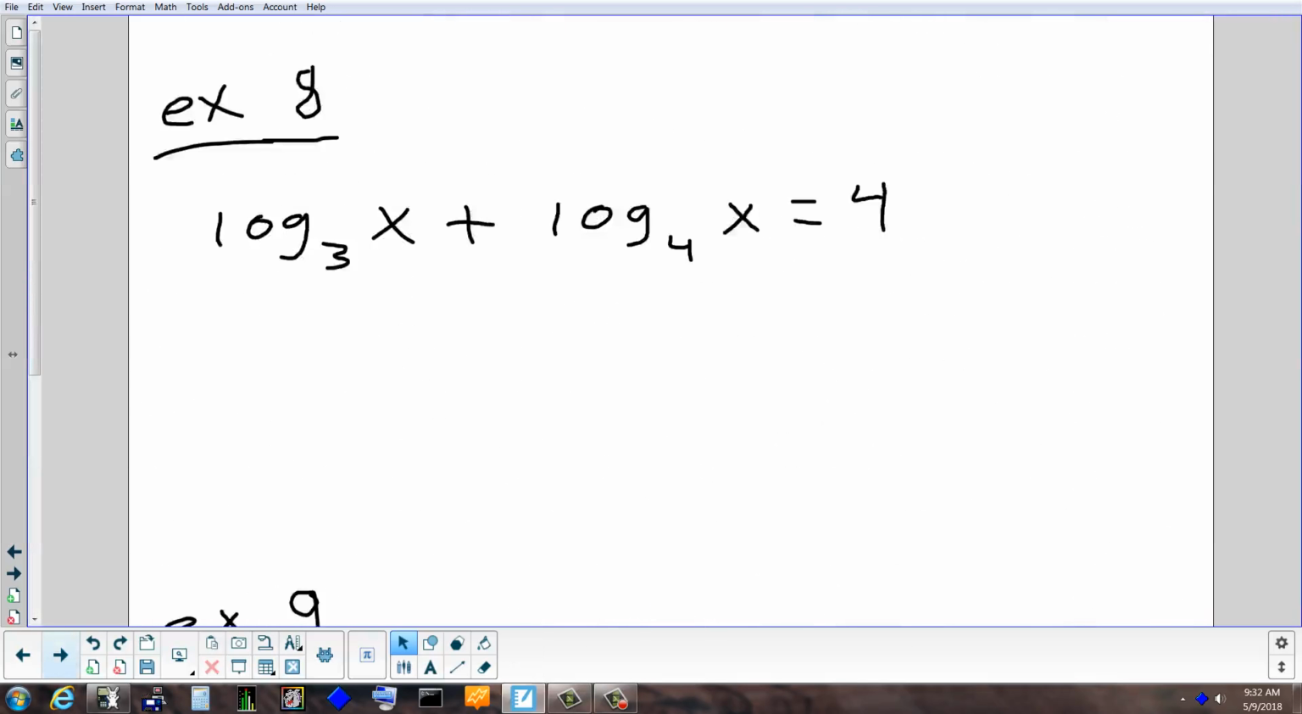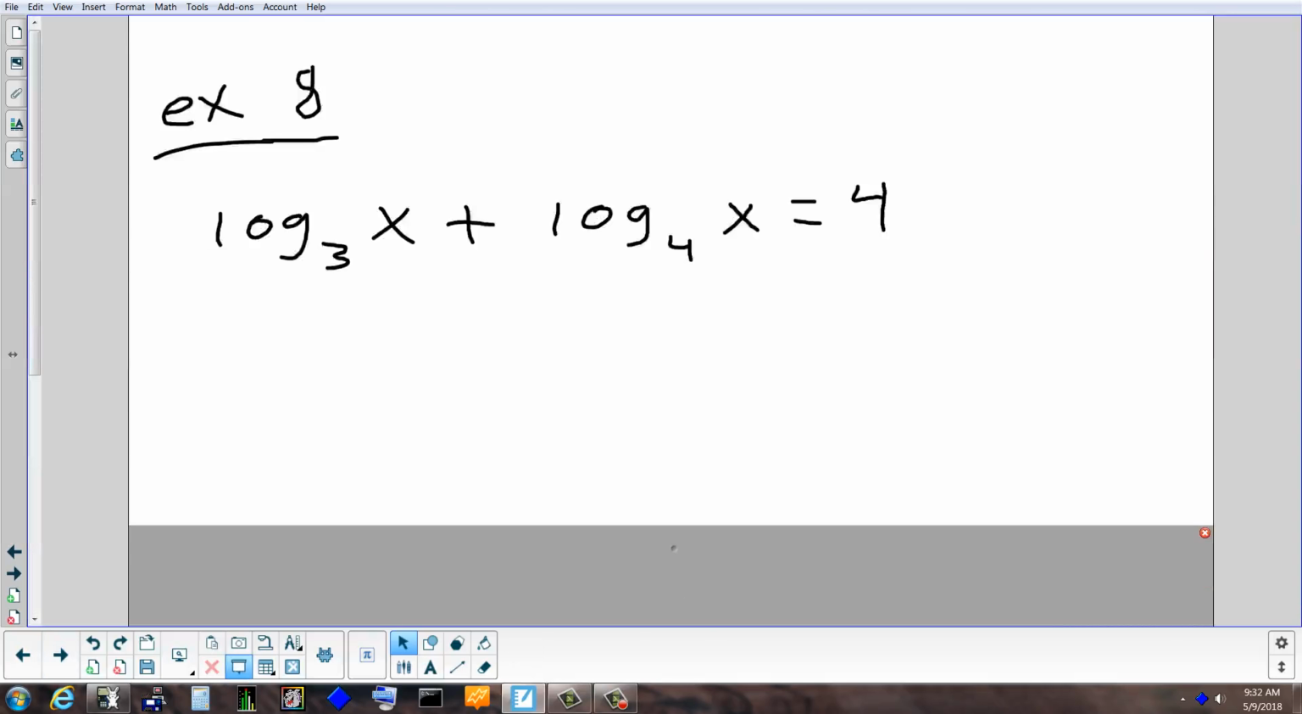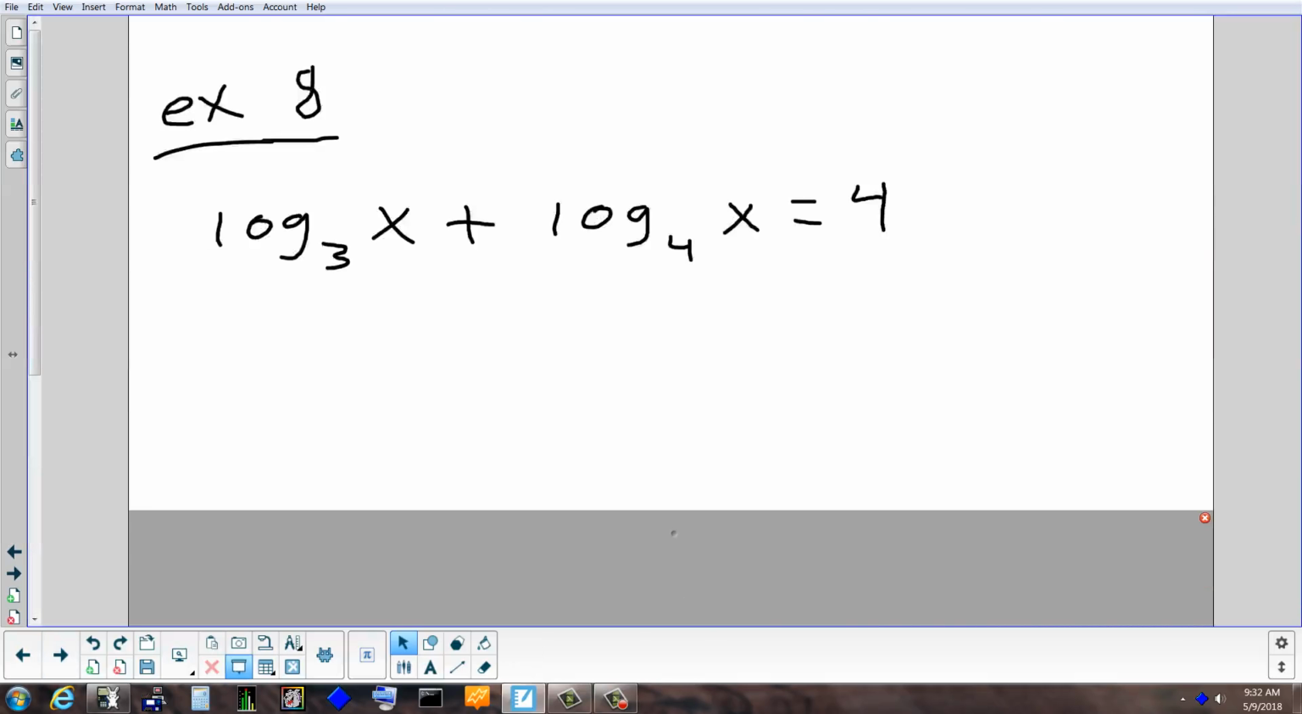All right, this one, I just want to look at it for a second. It's not one we're going to solve. But I want you to notice something that some people try to do right away and you can't do on this one. What do you think some people try to do right away here, but you can't do it because of something?